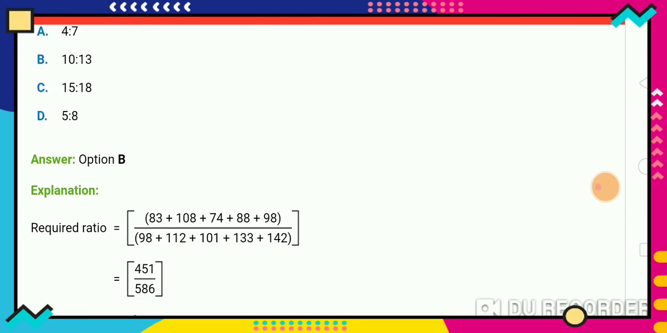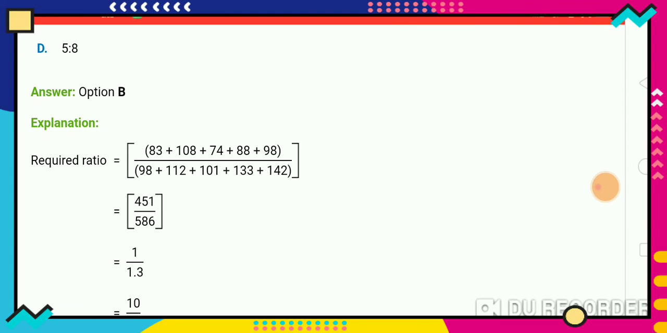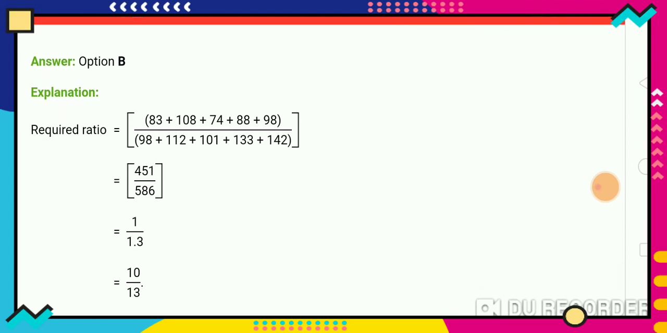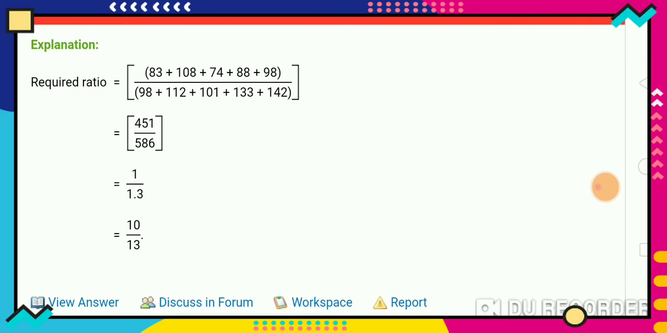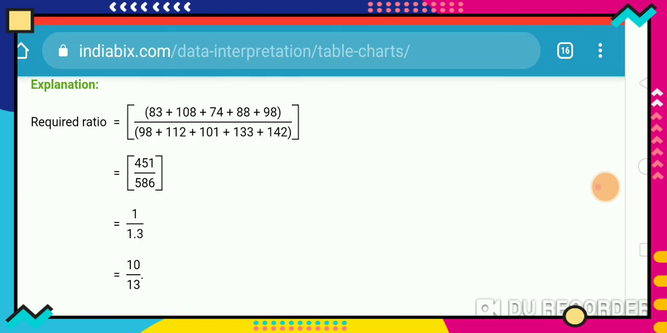First we are adding taxes, and second we are adding fuel and transport. When we add both, we will get 1 by 1.33, but the options are in whole-number ratios, so if you remove the decimal point, you will get 10 by 13. That is the ratio, guys.